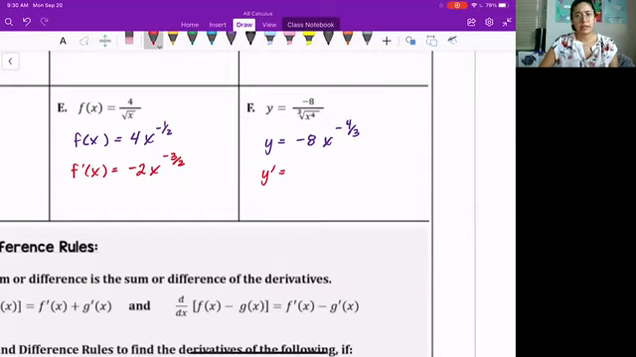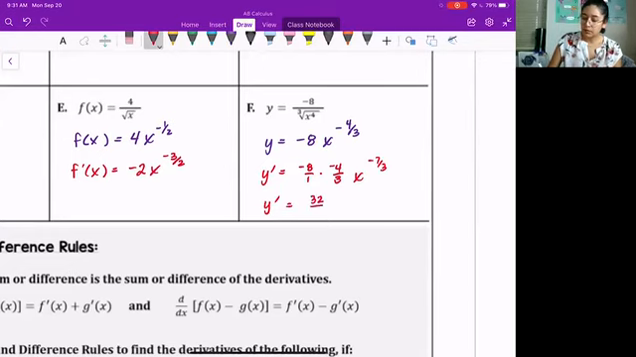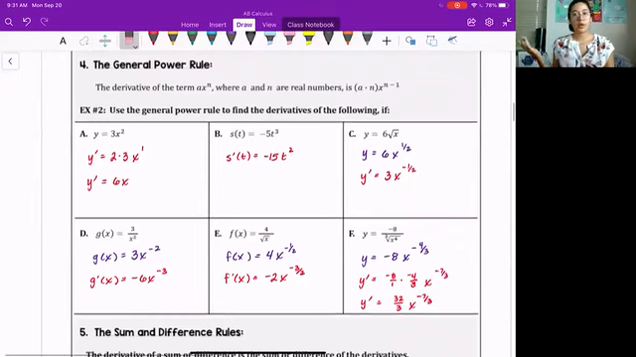Okay, now this one kind of trips some people up. I have -8 over 1 if you want, times -4/3 x. Okay, and then my new exponent, -4/3 minus 3/3 would be -7/3. So if I clean this up, -8 times -4 is +32 over 3 x to the -7/3. Okay, you could have skipped this step here if you felt like you could do that in your head. Okay, so this was our power rule, kind of as complicated as that's going to get.